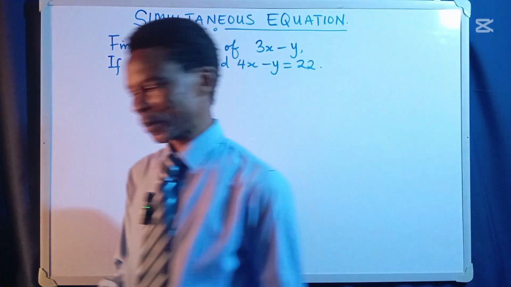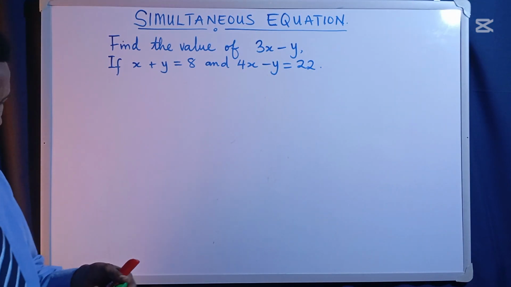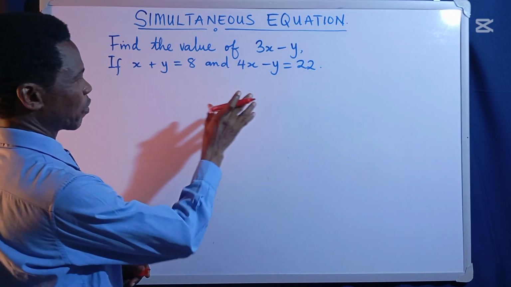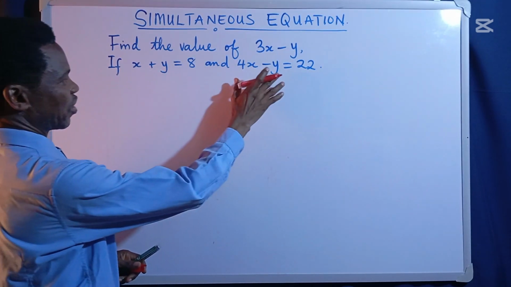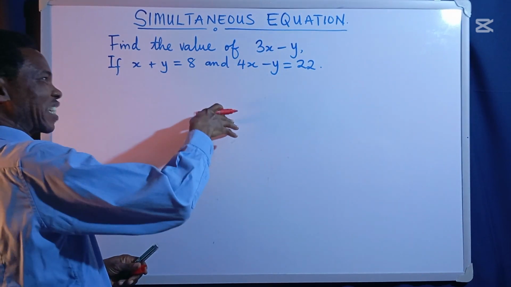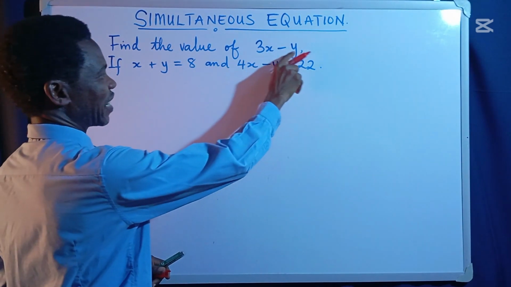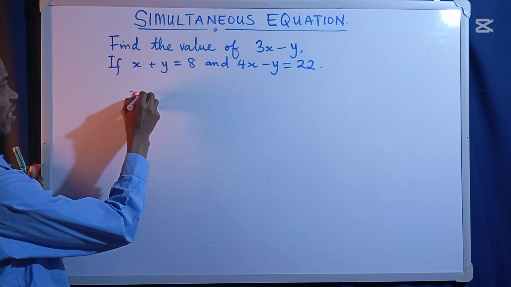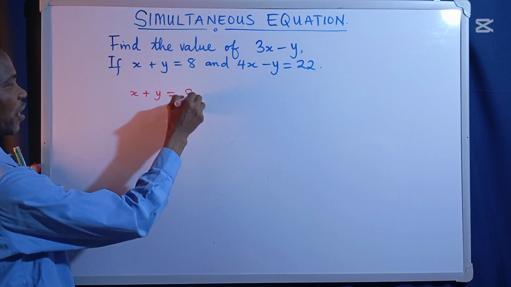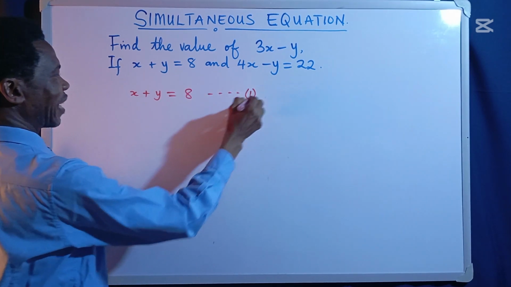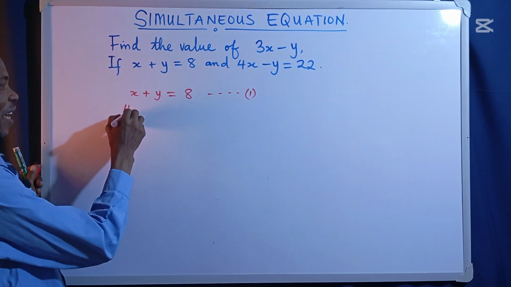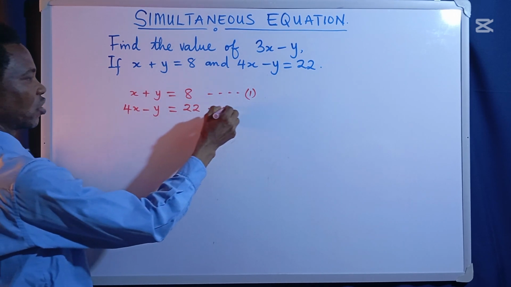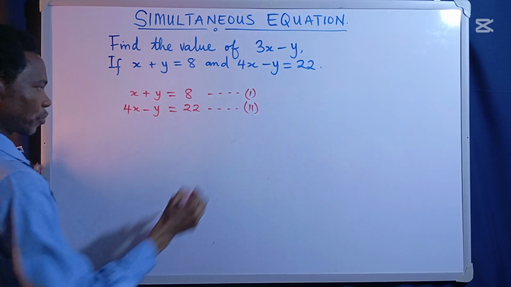So let's dive in. Right here we have a question to solve. Actually, it's a two-step question. We have to solve the simultaneous equation and then apply it to find the value of 3x take away y. So first of all, bring out the equations. You have x plus y equals 8. Let's call it equation 1. Then you have 4x take away y equals 22. So this one becomes equation 2.